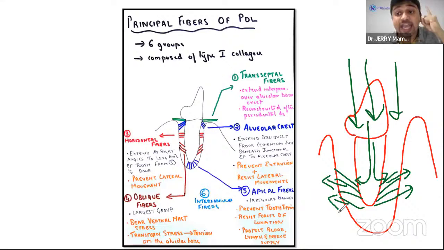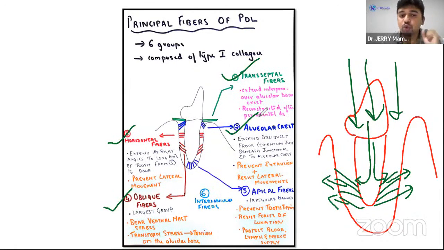So oblique fibers, they are the important points. They are the largest group of fibers. They are the ones that take up maximum vertical masticatory stress. What do they do with that stress? They transfer the stress into the surrounding alveolar bone. Okay, so we are done with the oblique fibers, horizontal fibers, transeptal fibers, and alveolar crest fibers.